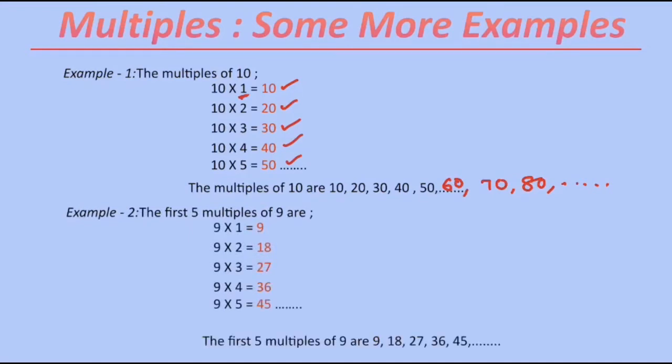Now let us learn how to write the first 5 multiples of any number. Here we are writing for 9. 9 into 1 gives 9, which is a multiple of 9. 9 into 2 gives 18. 9 into 3 gives 27. 9 into 4 gives 36. 9 into 5 gives 45 and so on. All these numbers are the multiples of 9. Now list out the first 5 multiples of 9 are 9, 18, 27, 36 and 45 and so on.